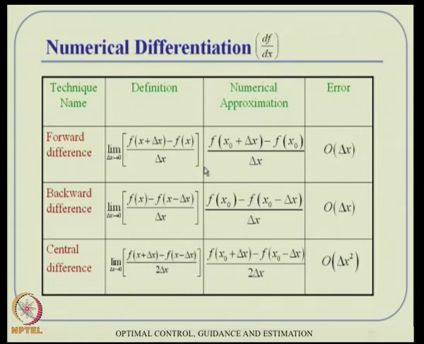For example, if you start with grid point 1, then the numbers are available only at grid point 2, and grid point minus 1 is not available, so you have to take forward difference anyway. But wherever it is possible to take central difference, my suggestion is to opt for that, because the error is lesser in that.